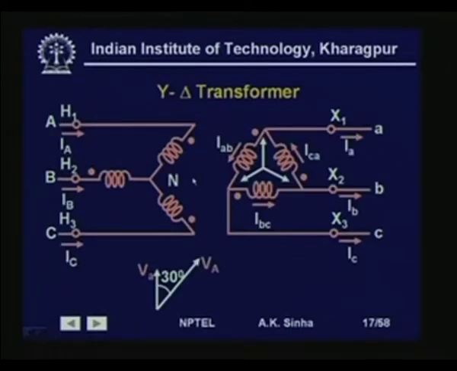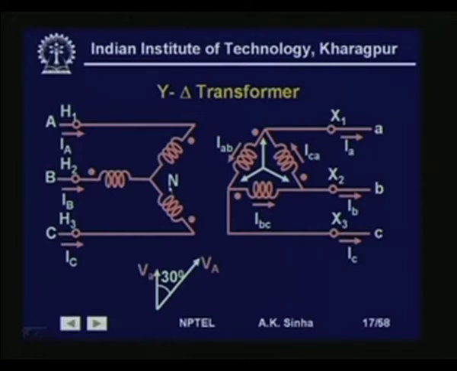Similarly, we can have transformers with star and delta connection. Many times we use this type of connection. Now, if you look at this circuit, then you find that the phase A and the phase A here have a phasor displacement of 30 degrees. This is what we get.